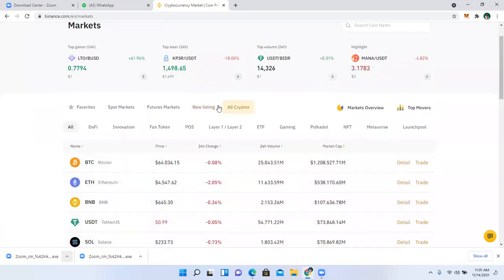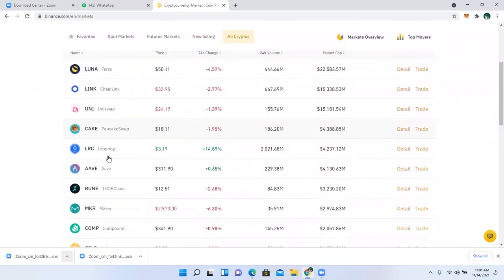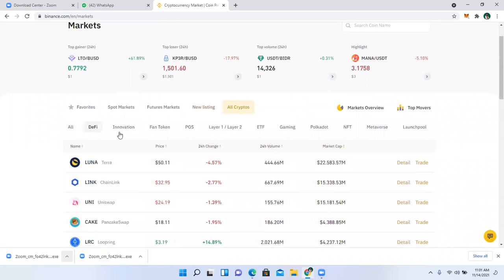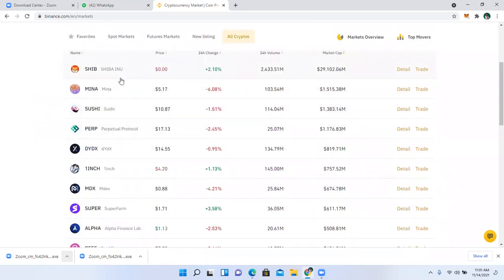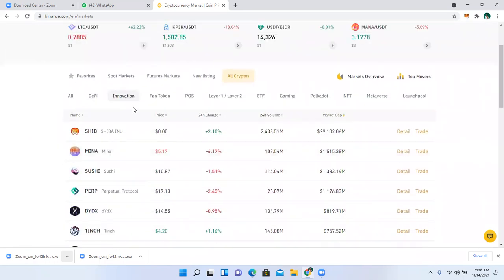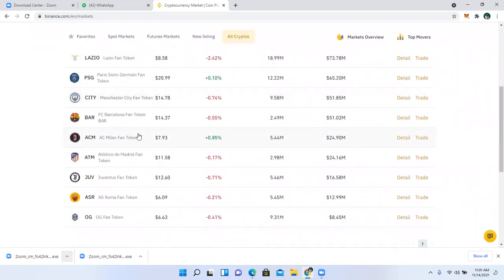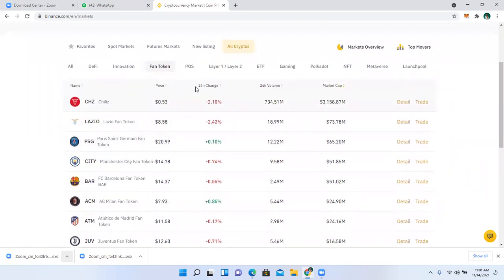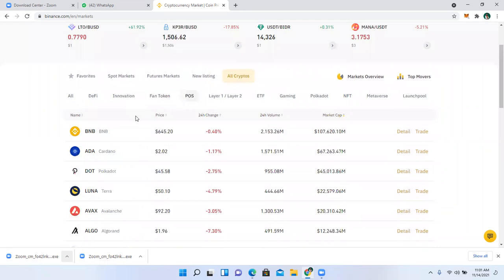Then all cryptos. These are all the cryptos on Binance, and there are different types of cryptos on Binance. This is for all. There are DeFi coins, centralized finance coins. These are innovation coins, all these new coins like Shiba Inu that really are used to test the waters, right? Then fan tokens. These are fan tokens. See Atletico Madrid, Juventus, Barcelona, Manchester City, PSG. So fan tokens.